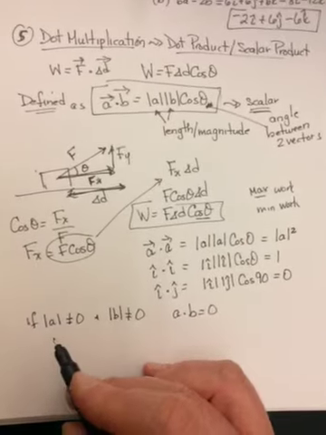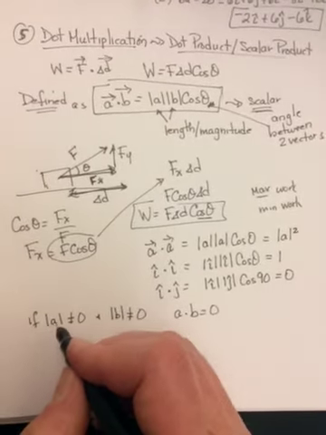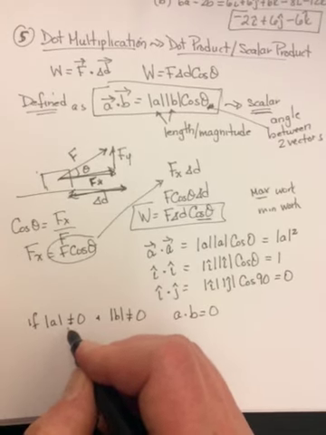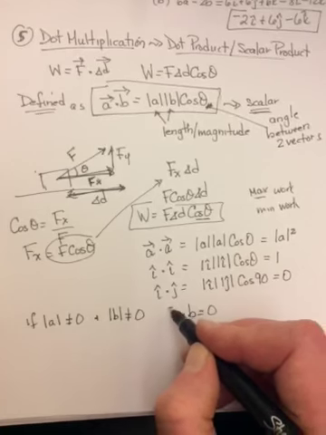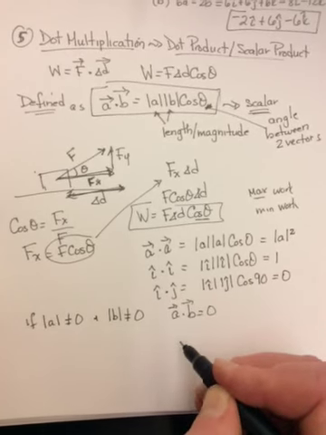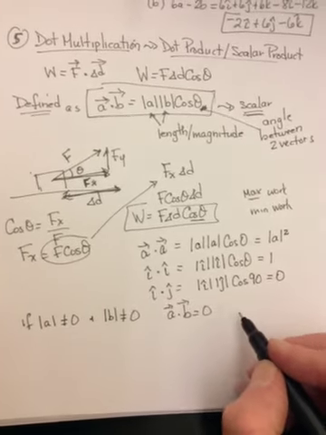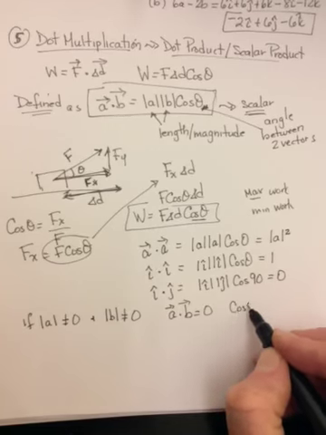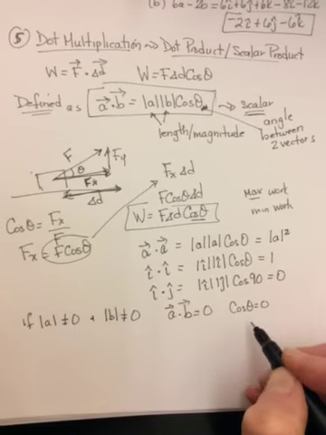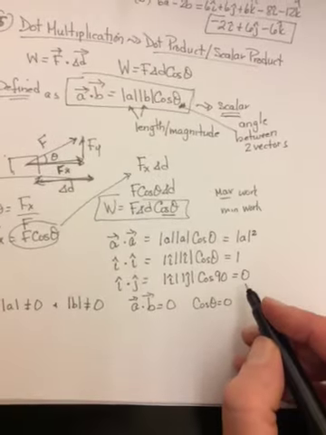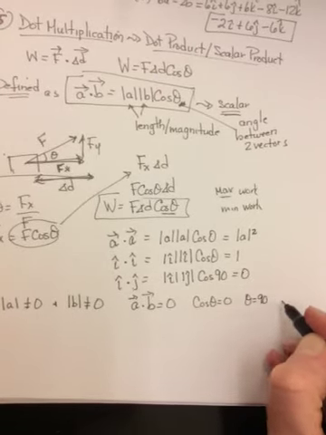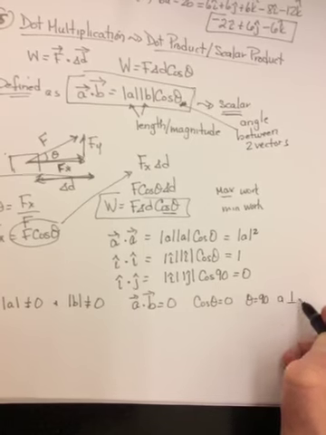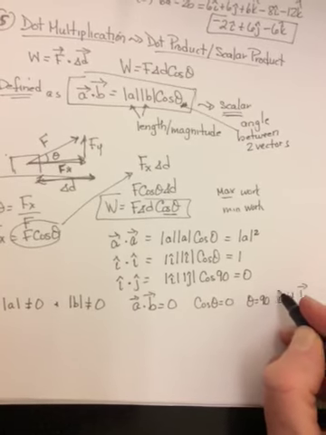Okay, so just where we left off, I had said if the length of vector A is not 0 and the length of vector B is not 0, but A dot B is equal to 0, then it means the cos of the angle between them must be 0. And if the cos of the angle between them is 0, it means theta must be 90, which means A must be perpendicular to B.